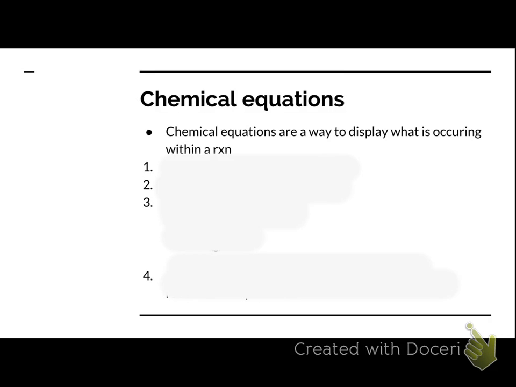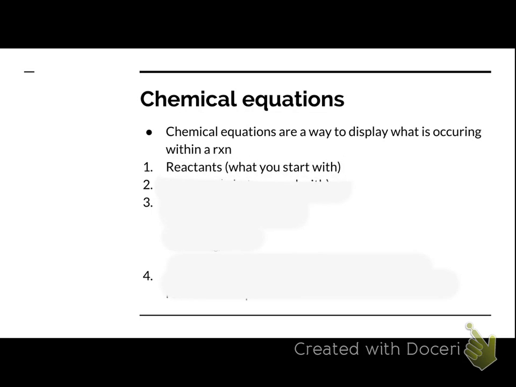All right, chemical equations. So we know what a chemical reaction is, but now we're going to talk about equations. So up to this point, anytime you've heard the word equation, you're probably thinking math class. Now, these equations are a little bit different, but they do the same thing. They're going to show the process of what is happening. So they're a way to display what is occurring within a reaction. They're showing us what's actually going on.